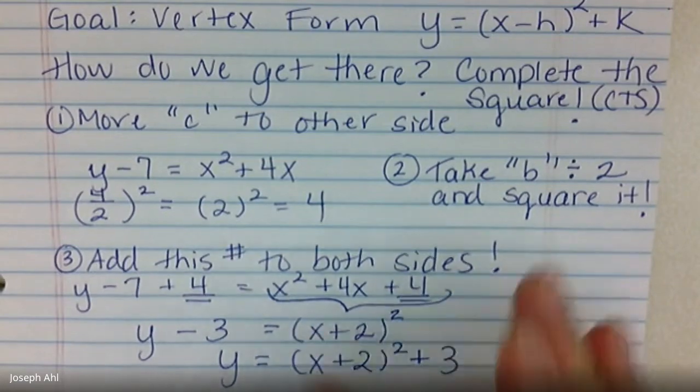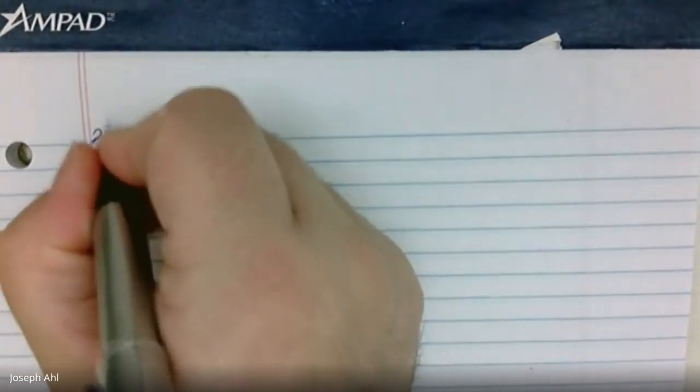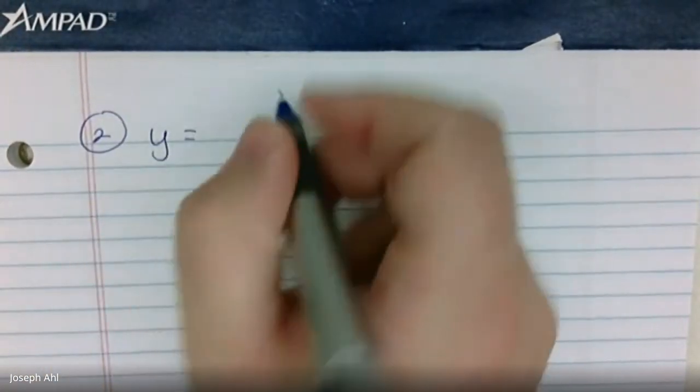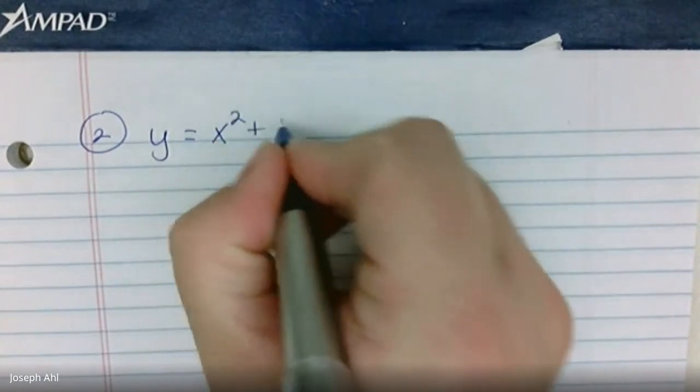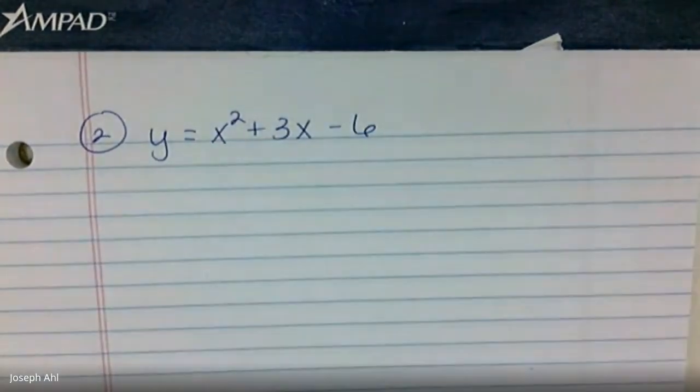So you might need a little bit more practice just to feel comfortable with this technique. So let's do one more just to make sure we're on the right track here. And then we'll do more practice next time we're together in class. So the last example that we'll do is complete the square for y equals x squared plus 3x minus 6.